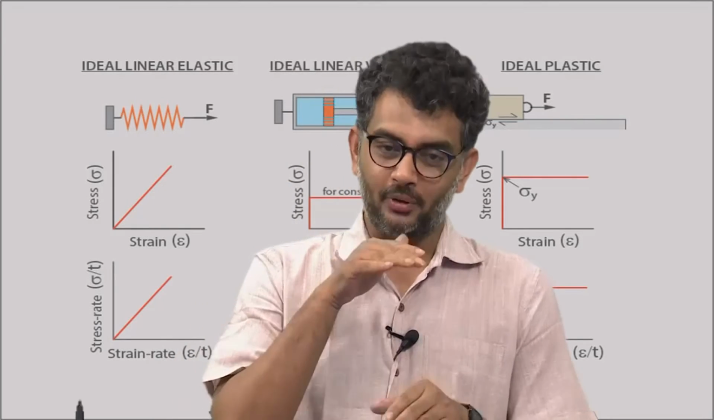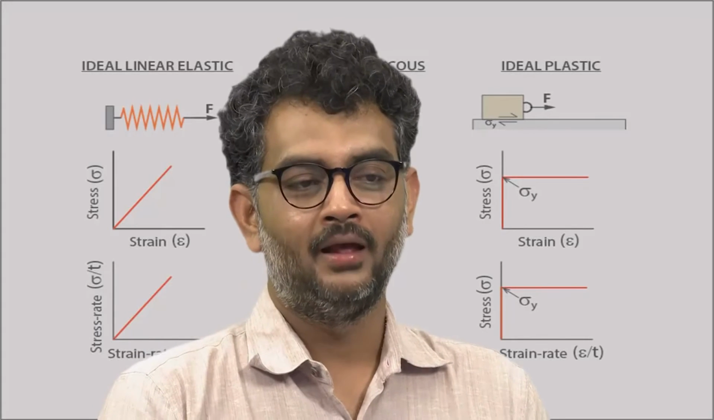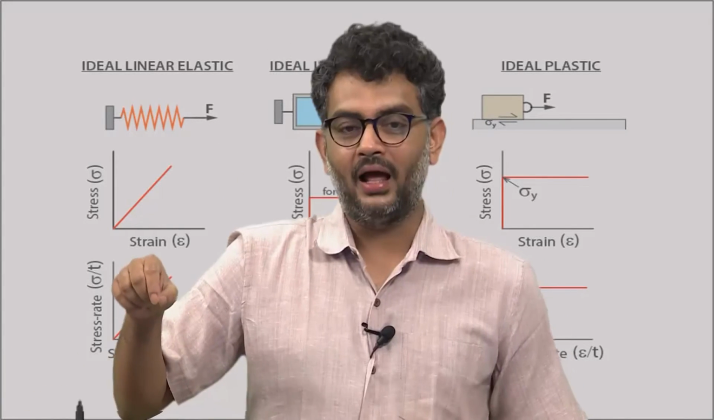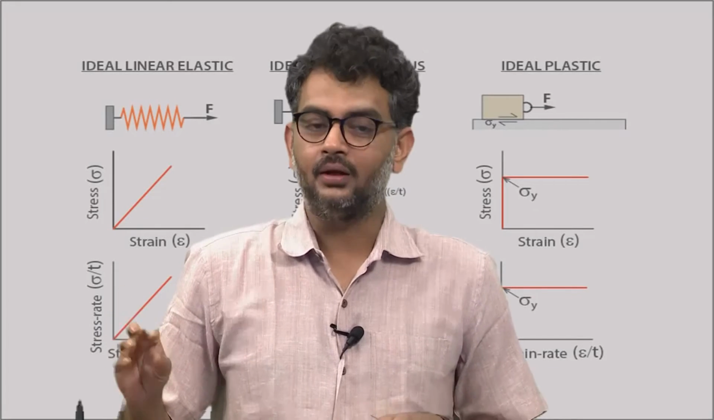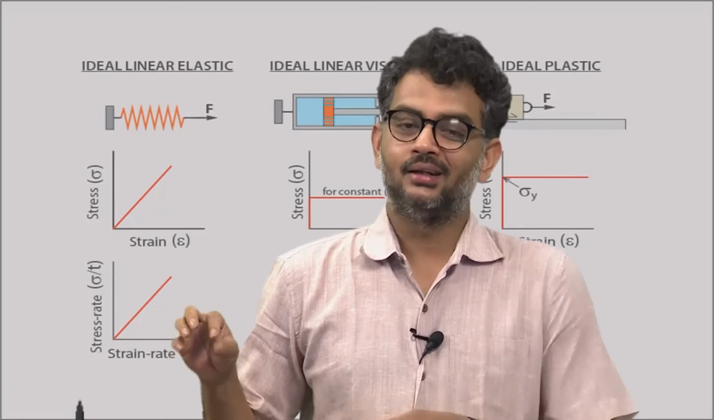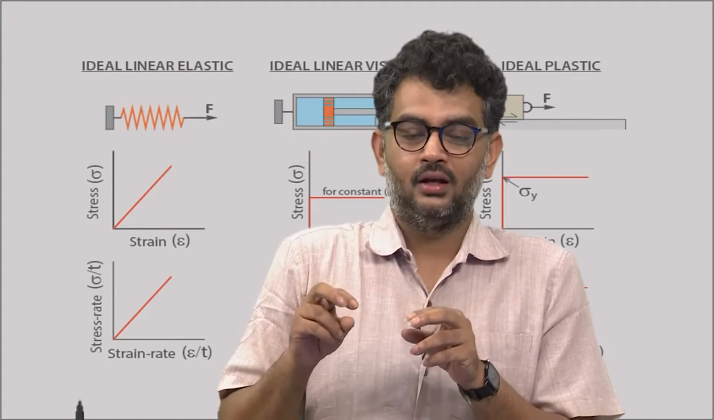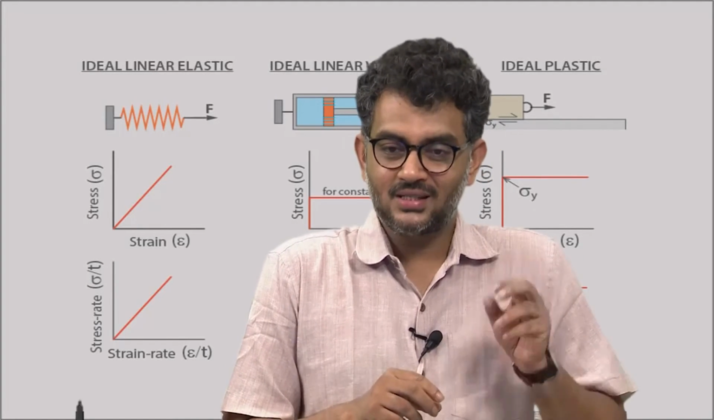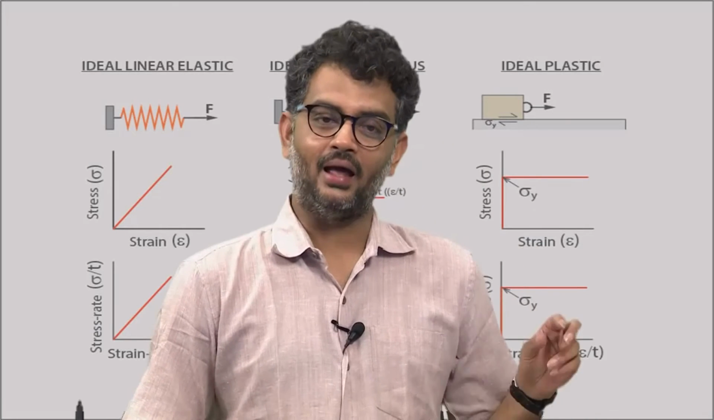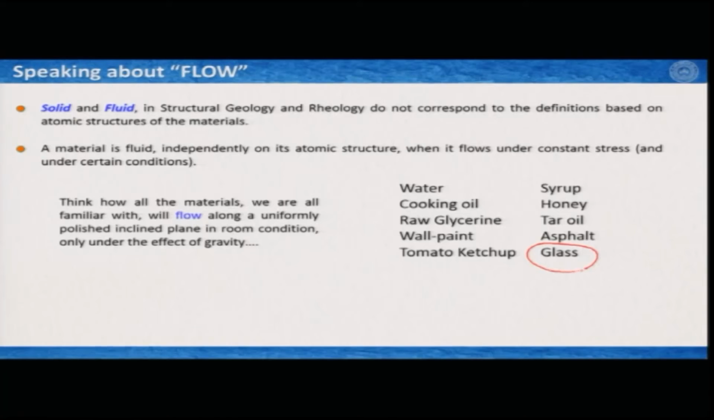Say you have a sloping board with uniform friction, or no friction if you can make it, and then from one end you have an opening where water can flow, then a series of openings with cooking oil, then maybe raw glycerine, wall paint, tomato ketchup, syrup, honey, tar oil, asphalt and so on. The last one you may ignore, we will see this, but if you want you can also put some glass.